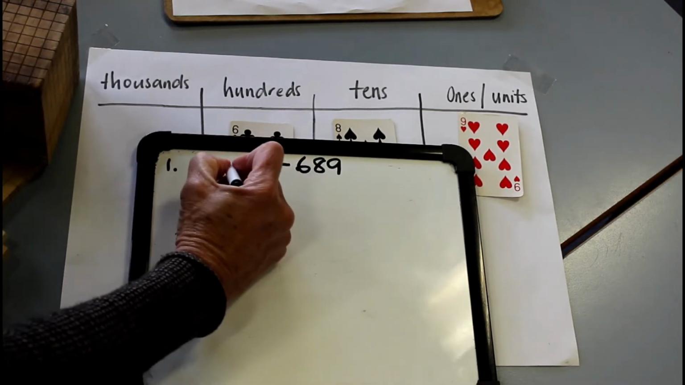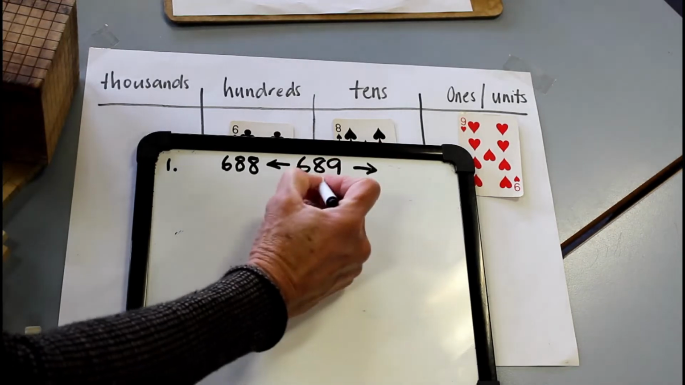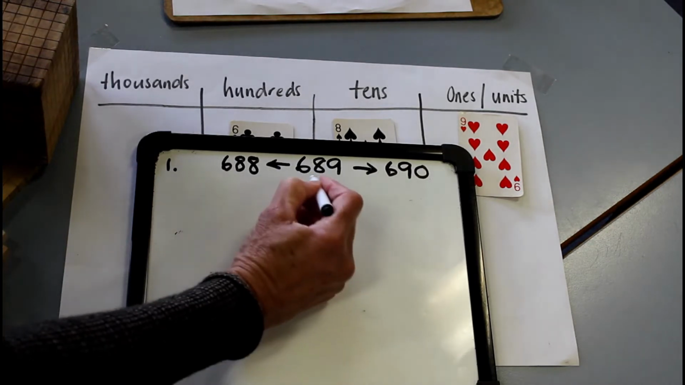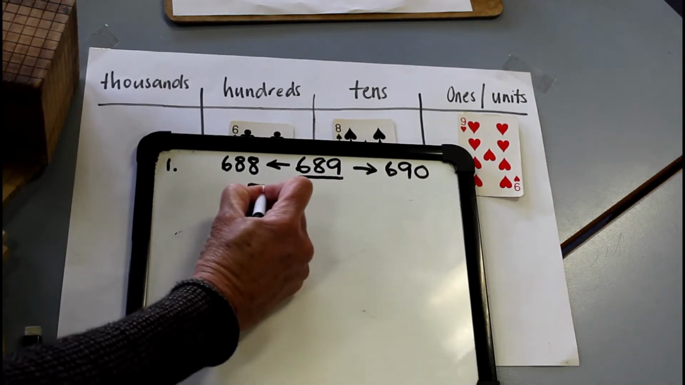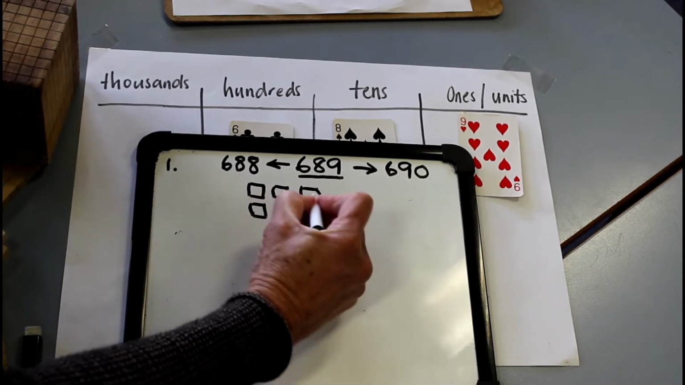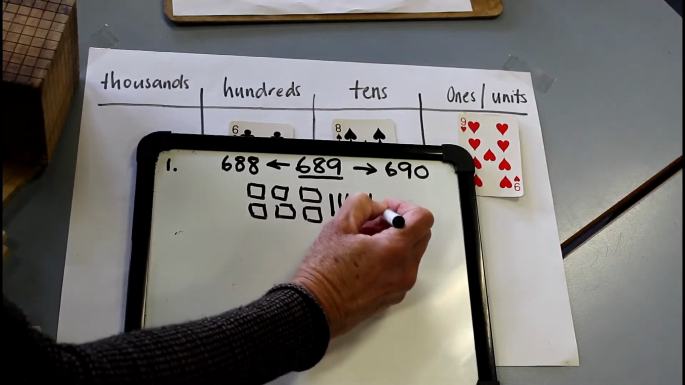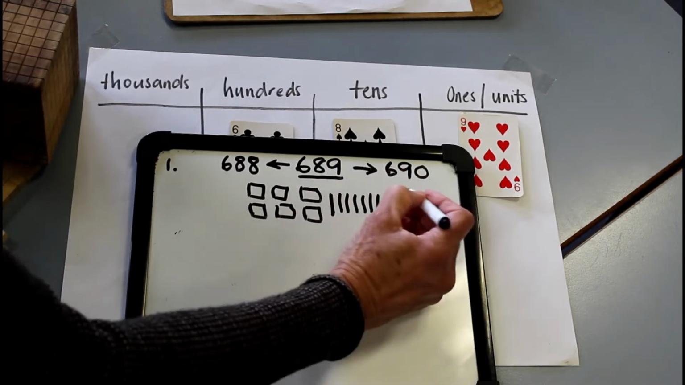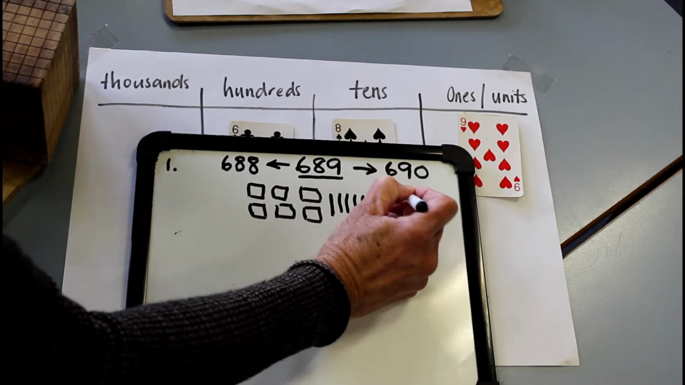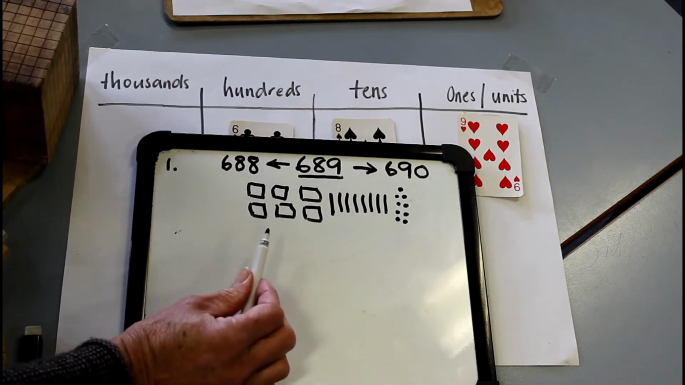I'm going to write the number before that, which is 688, and I'm going to write the number after that, which is 690. So I've done that, and now I'm going to draw this number. So I'm going to do 6 flats representing my hundreds. So I've got 6 flats, and I've got 8 tens, 5, 6, 7, 8, and I've got 9 ones. And I have drawn that. So I've drawn that number, 689. That's what that represents.